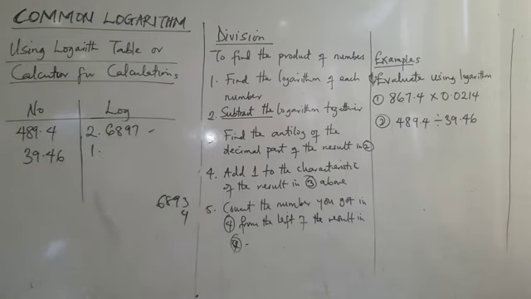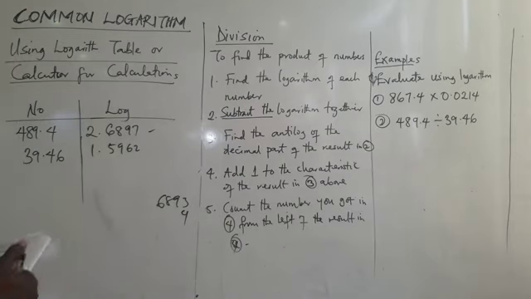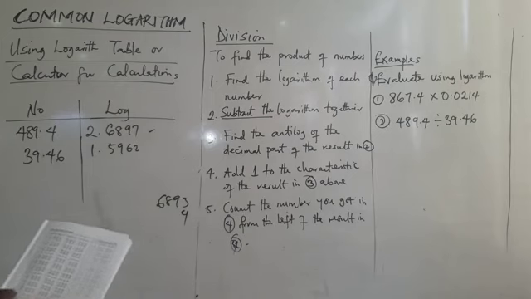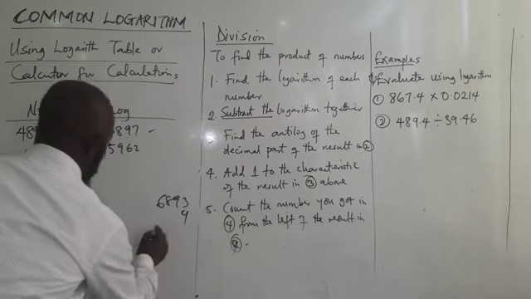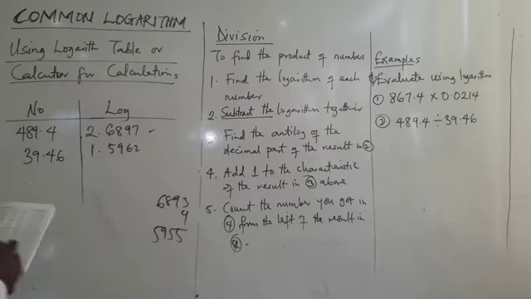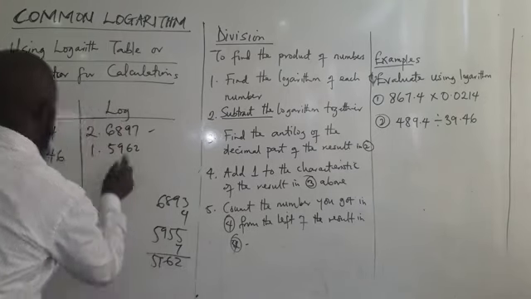So the same thing, let's check this one as well. Log 39.46, and that gives us 1.5962. So let's check that as well here. So 39 under 4 is 5955. Difference 6. Difference 6 is 7. So that is 1.5962, which is very correct.